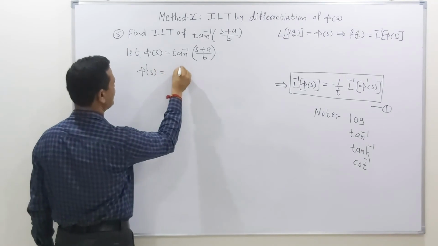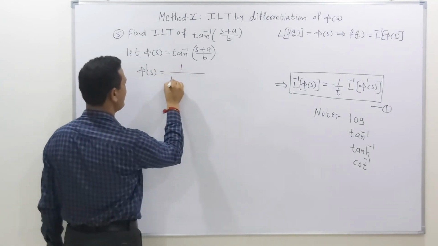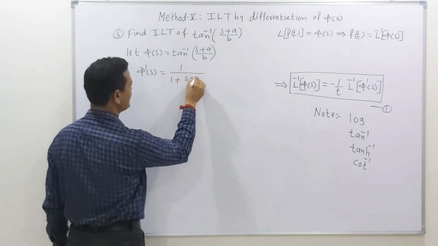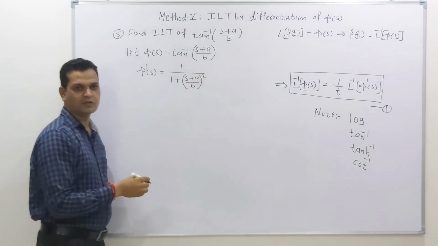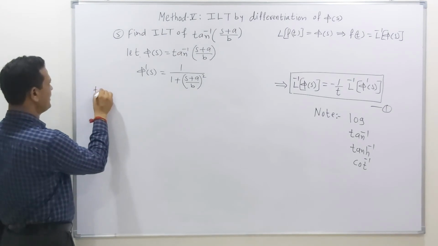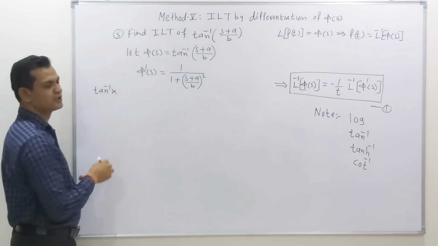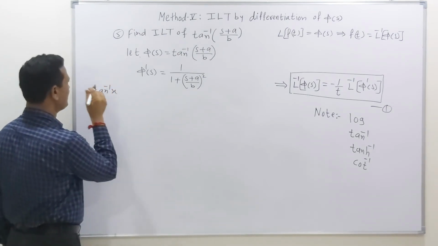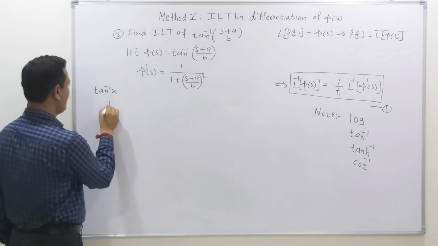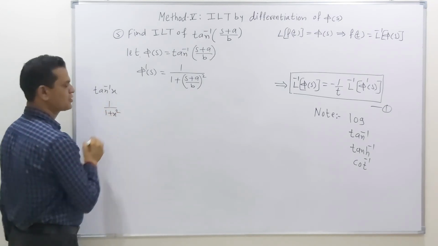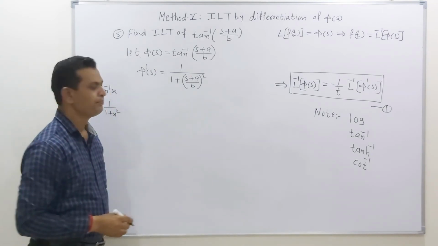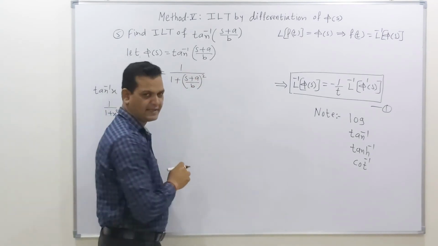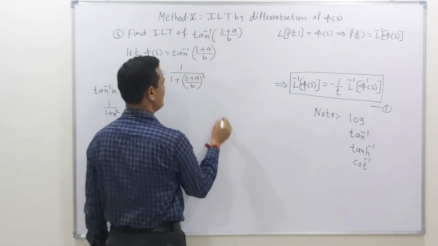So phi dash of s is equal to 1 upon 1 plus (s plus a upon b) its square. Because we know that the derivative of tan inverse x is 1 upon 1 plus x square. So according to this theorem, we write the formula directly here. But this is other than s, so take the derivative of this term with respect to s.